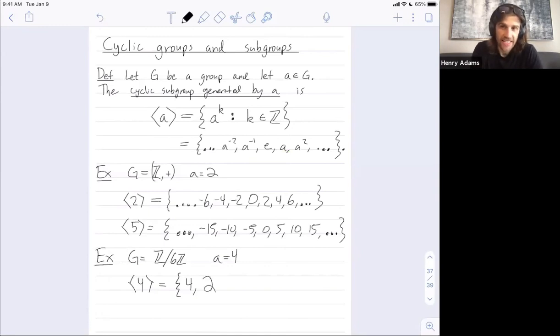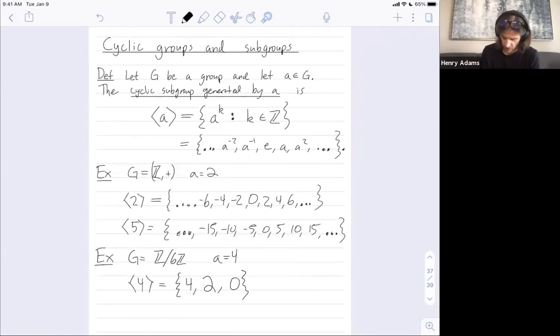Right? Now let's combine 4 with itself 3 times. Well, 4 plus 4 was already 2. So when I want to add 4 again, I just add 4 to 2. And I get 4 plus 2, which is 6. But mod 6, that's 0. And then from there it repeats. So 4 combined with itself 4 times. Well, 4 combined with itself 3 times was 0. So when I add 4 a fourth time, I just get back to 4.